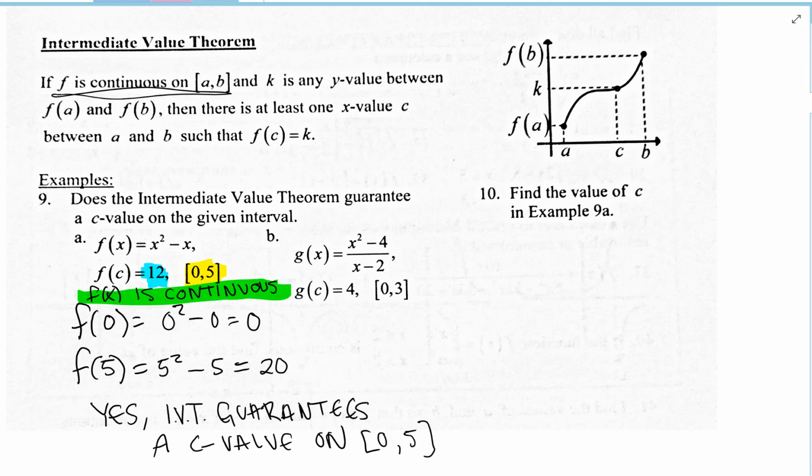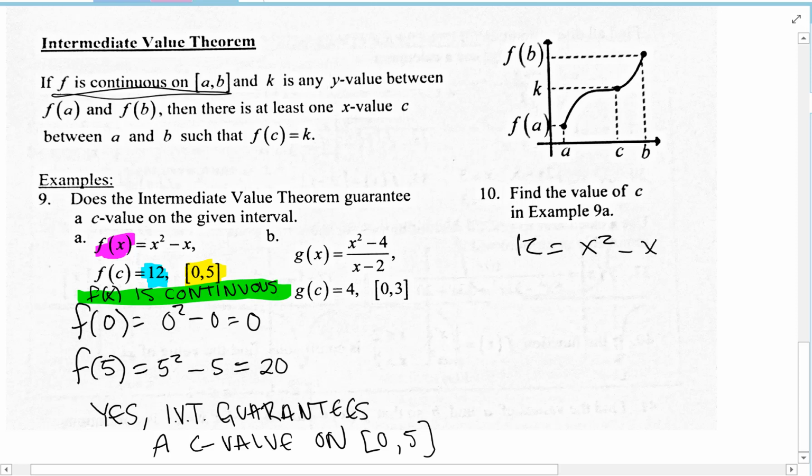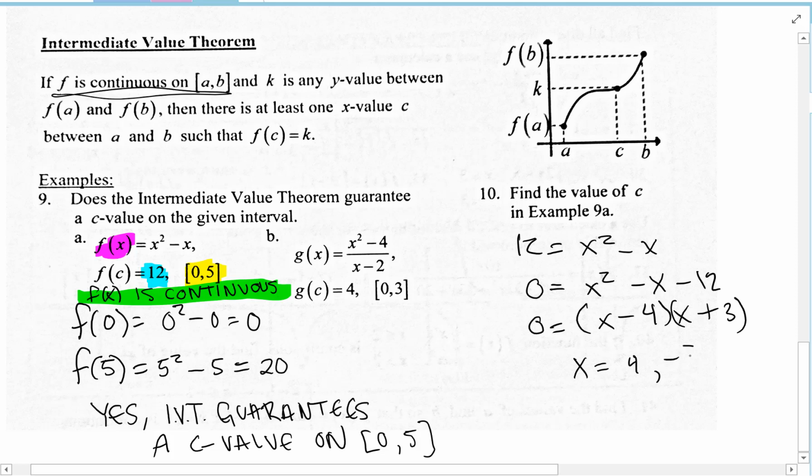On the interval 0 to 5, find the value of c in example 9a. So if one of the y values is 12, and we want to find the x value that goes with that, we will plug in 12 for f of x. 12 equals x squared minus x. I'm going to make this equal to 0 and try to factor to solve. And this does factor to x minus 4, x plus 3. So x could be positive 4 or negative 3.